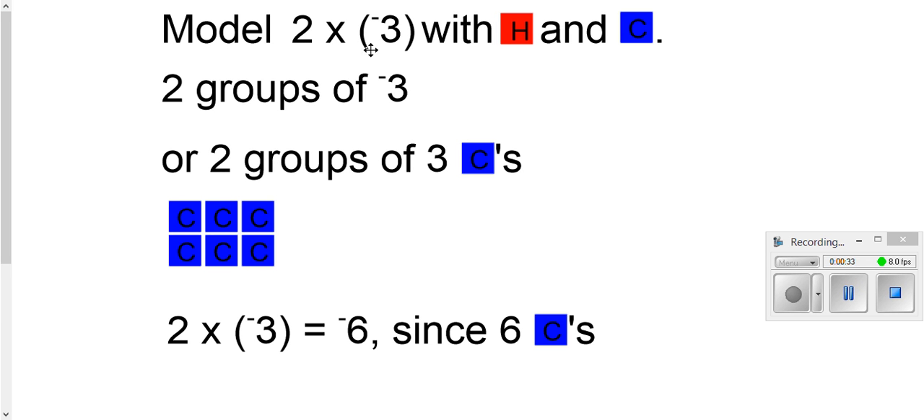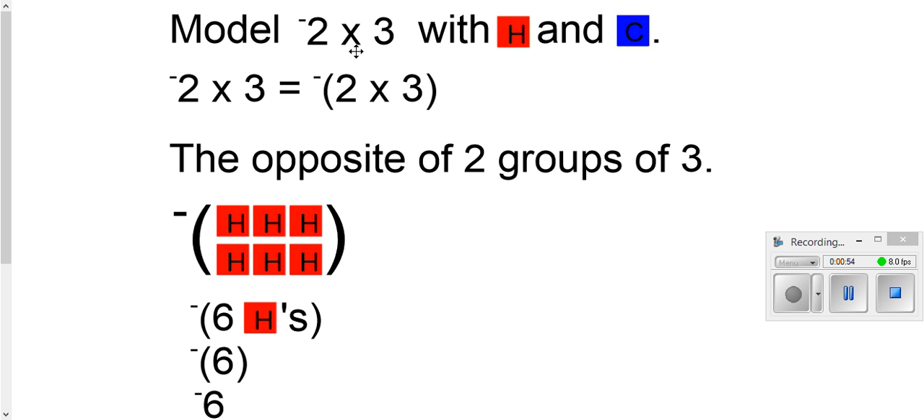This would mean two groups of -3, or two groups of 3 of the c's. So here's one group of the c's, here's a second group of the c's. You'll notice we get a total of 6 of the c's. And remember, each c represents a -1, so it's 6 of the -1, so we get a -6.